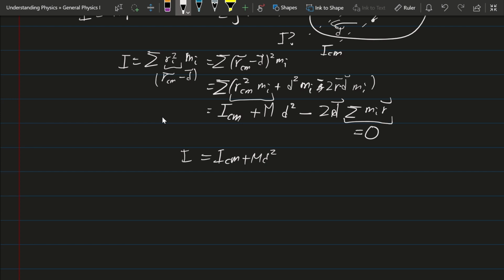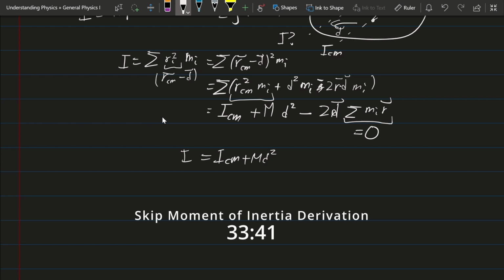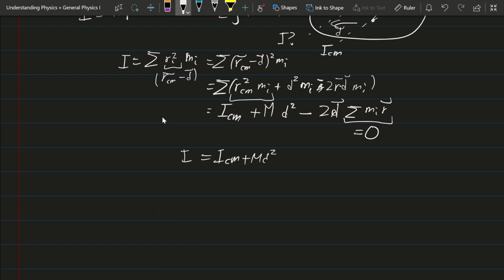So there are other things that I want to try to describe. If you want to follow the derivation, you could actually stay here, but if you don't want to do all of the maths, you could just skip to the timestamp below. So let's start with the very first case, which is the thin rod about its center.